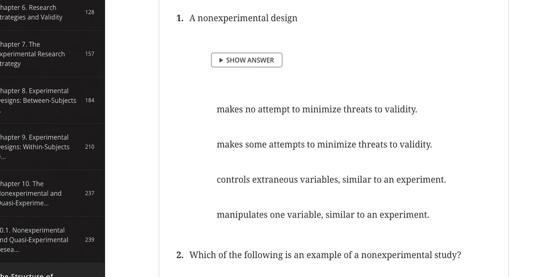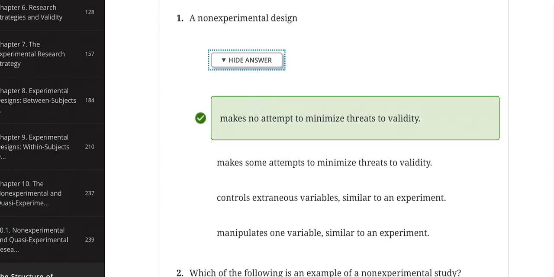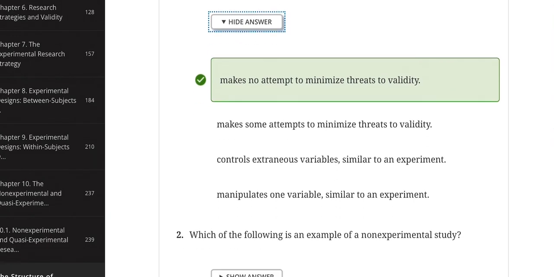attempt there. And so you can see that first answer actually makes no attempt to minimize threats to validity, to that internal validity. It's, again, the most naturalistic, however it occurs naturally, design. And the second answer makes some attempts to minimize threats to validity. Hopefully you recognized that is the quasi-experimental design, is when they actually do make some attempts to minimize those threats.